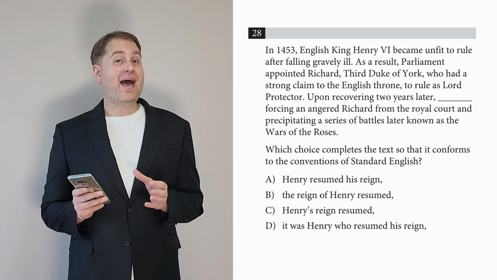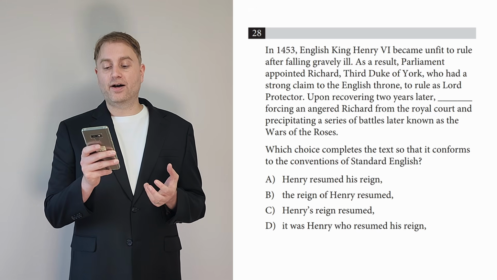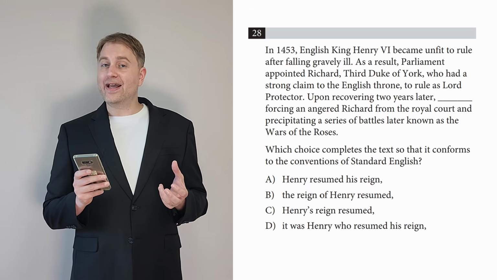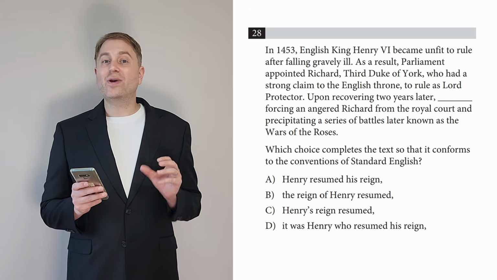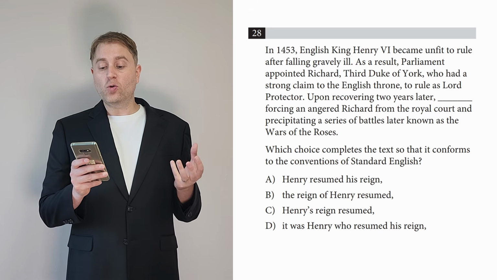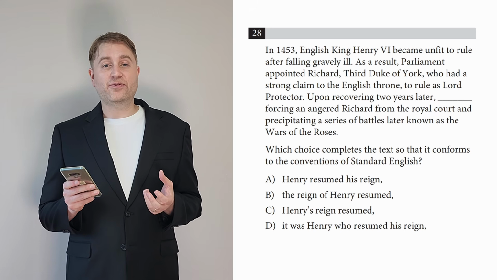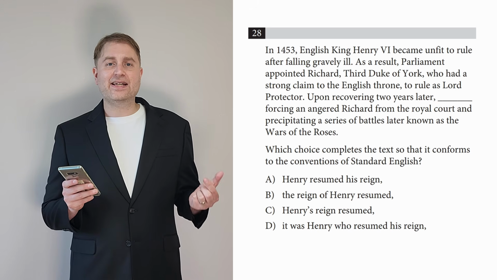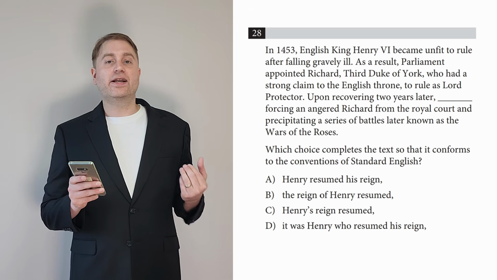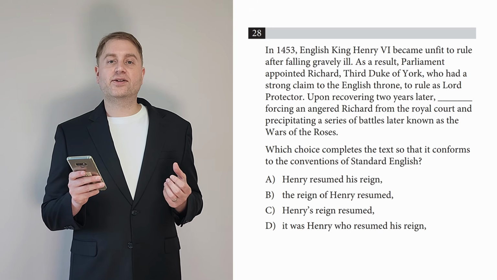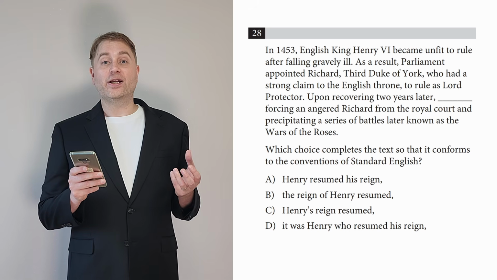Now in this case, all that matters is the beginning of the second sentence, so let's start with that. Upon recovering 2 years later. Again, we see that there's a phrase followed by a comma and then a blank. So the question that we need to be asking ourselves is, who or what recovered 2 years later? Now there's only one logical possibility for that, Henry, which means that we need an answer that puts Henry, and not Henry's reign or his reign, at the beginning of that blank. That means that the correct answer is going to be A. Upon recovering 2 years later, Henry resumed his reign.